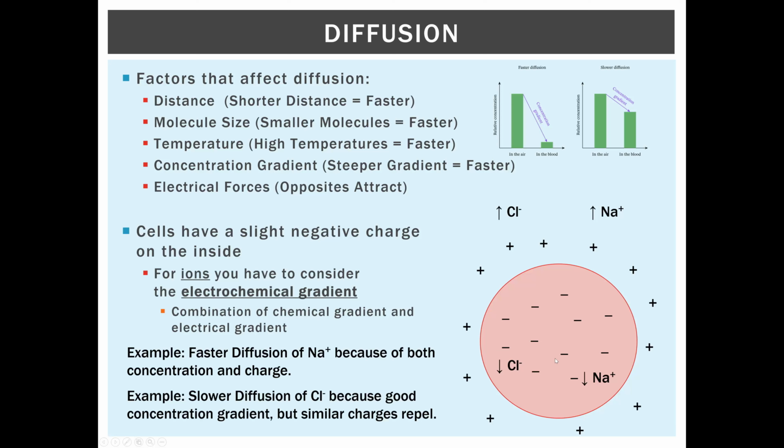Positive likes negative, so again, it's in its favor to come into the cell. However, you would have a slower diffusion of chloride, because whereas you have a high to low concentration, now you've got a negative ion going into an area that is negative, and like charges repel, not attract. So chloride has only one of the two gradients in its favor, and so therefore it would have a slower diffusion than the sodium.